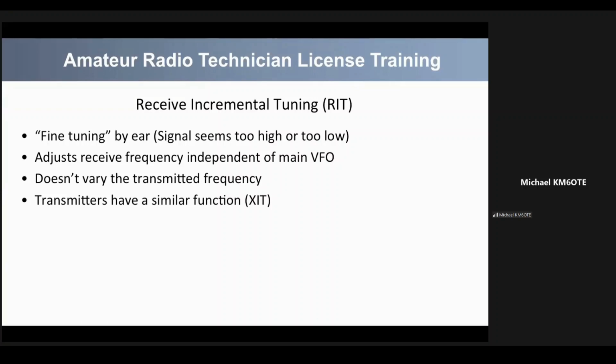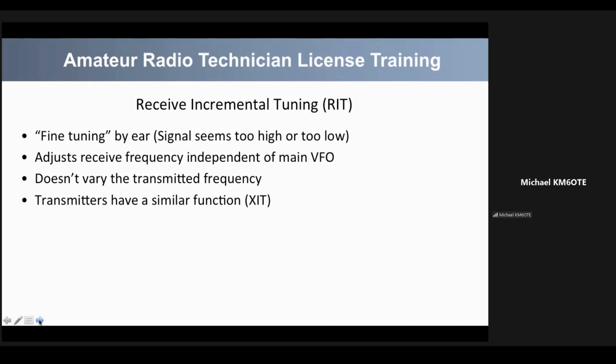But there's questions about this, so you need to learn it. RIT is a fine tuning. So if somebody's transmitting on a frequency and the frequency is just a little bit off, but your frequency is right on, RIT allows you to adjust the signal you're getting from them so that you hear it more clearly. And you don't need to change the receive frequency that you're already on. So it doesn't vary your transmitted frequency, and it lets you hear somebody who's transmitting a little bit off of the frequency that they're supposed to be on.